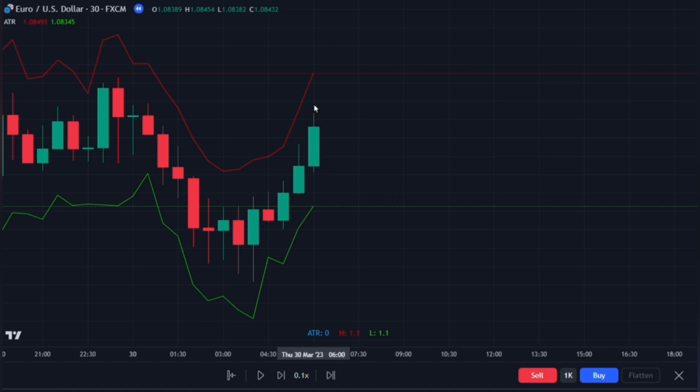Now, envision a scenario where a signal prompts us to embark upon a long position, indicated by this particular candlestick. Should we proceed with this trade, our first task is to identify the recent swing low. There it is, residing at this precise level. Herein lies the crux of our approach.